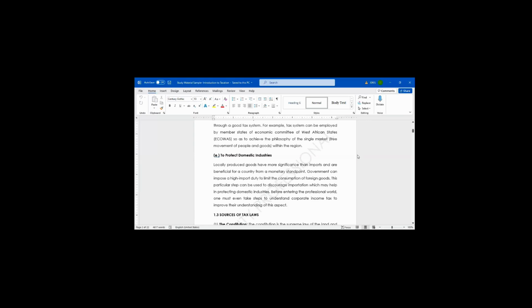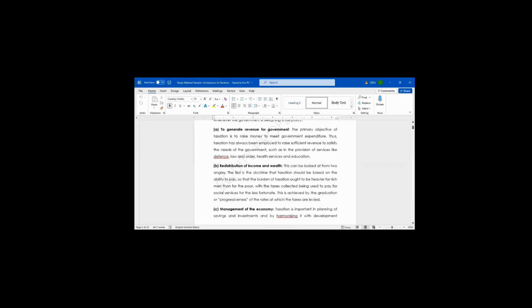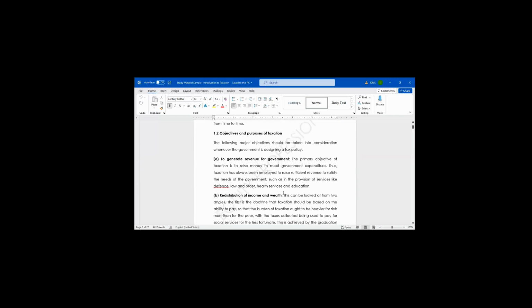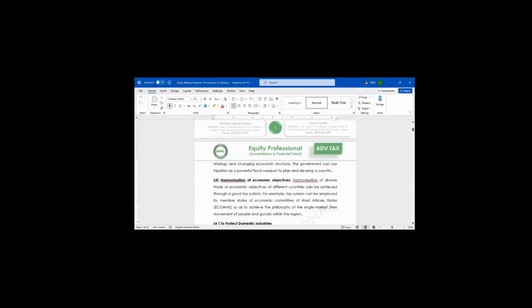So those are the objectives of taxation. Let me repeat the objectives again. Let me summarize them. Number one objective of taxation is to generate revenue for government. Number two, to redistribute income and wealth. Redistribution of income and wealth. Number three, management of the economy.